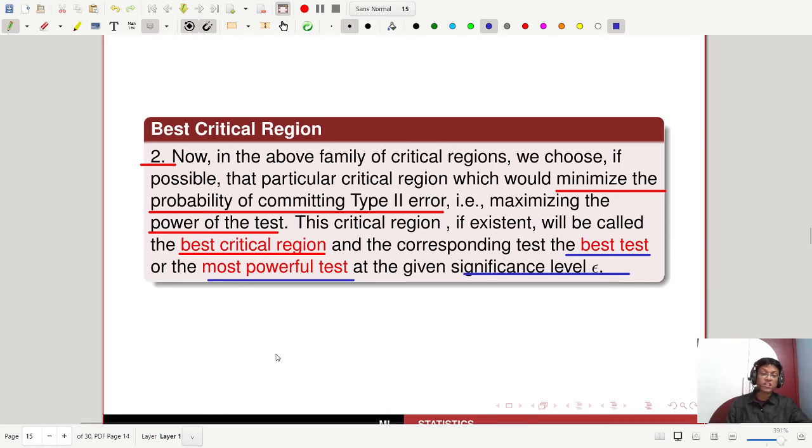So these explanations are very, very important. Type 1 error, type 2 error, power of a test, maybe some theoretical questions are there from this part, and what is the best critical region.